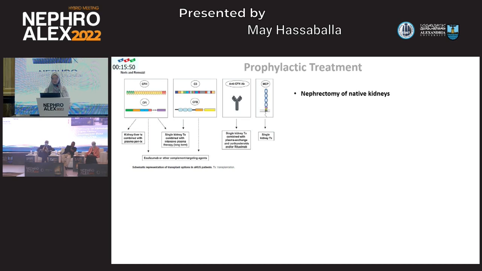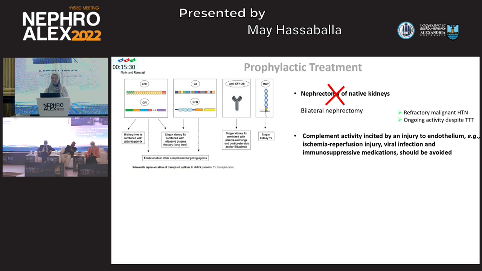So first, general recommendations: we don't do nephrectomy for the native kidney. This is not indicated, and actually nephrectomy can be a trigger factor for the thrombotic microangiopathy. Bilateral nephrectomy is only indicated when you have refractory malignant hypertension or ongoing activity despite treatment. You have to try to avoid ischemia-reperfusion injury and viral infections because, again, these are triggering factors. So try to avoid them as much as possible.